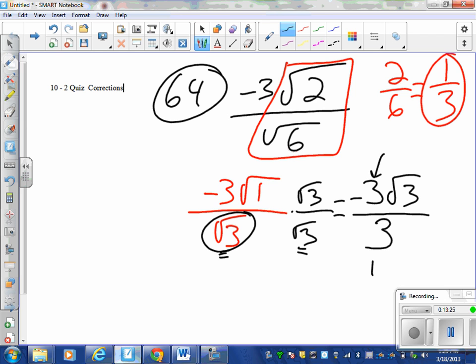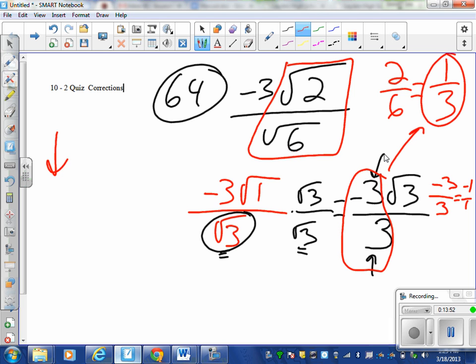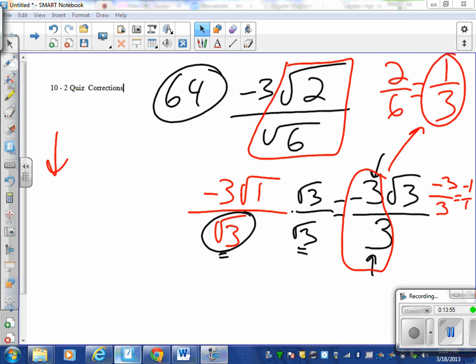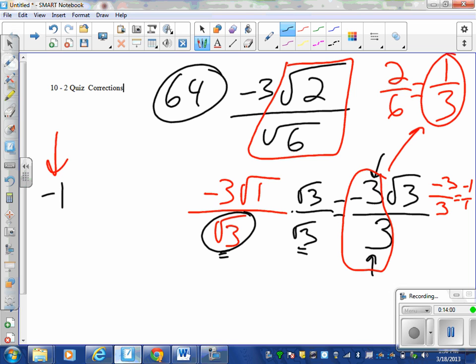My last step of this problem, I have a negative 3 up on top, and I have a 3 on the bottom. Those two numbers go together. So if I'm looking at this just like I did up here with this fraction, I'm going to look at that as negative 3 over 3, which then would reduce to negative 1 over 1. So I'm going to continue the problem over here on this side of the board. Over here we have negative 1 on top, 1 on the bottom, along with our square root 3 number.